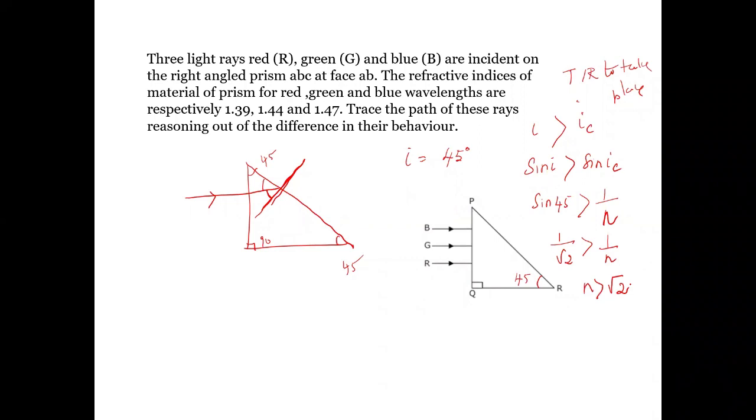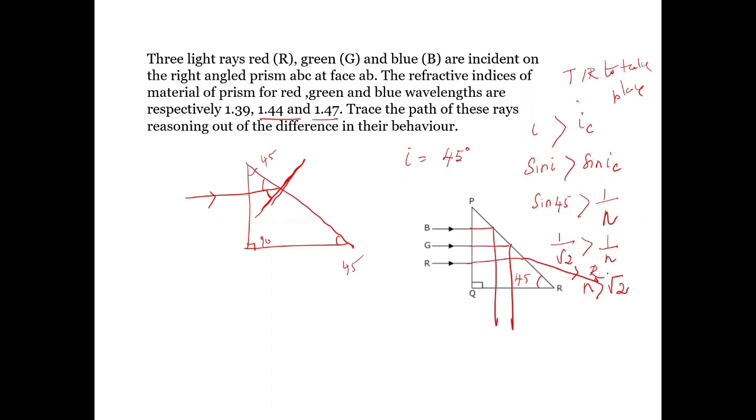Yes. So refractive index of the prism for these 3 colors are given. So which color will undergo internal reflection? Only if the refractive index of the prism for a color is greater than root 2. So which color will undergo? Blue and green. Very good. Only for blue and green, n is greater than root 2. So blue will undergo internal reflection. Green will undergo internal reflection. For red, it is only refraction.